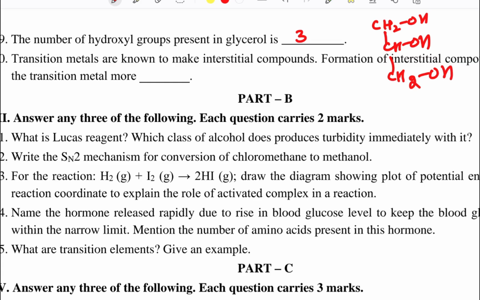The transition metals are known to make interstitial compounds. The formation of interstitial compounds makes the transition metal more hard.